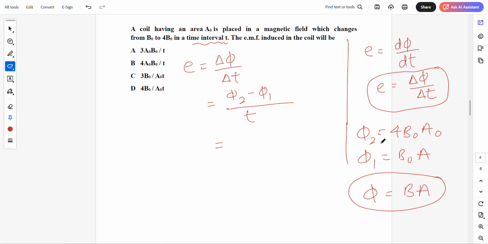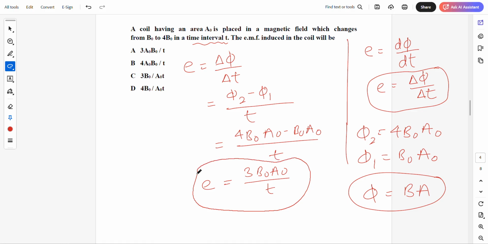Therefore E is equal to 4B0 A0 minus B0 A0 divided by t. Now 4B0 A0 minus B0 A0 will be 3B0 A0 by t, the right answer. We are taking the magnitude of the EMF induced. Understood? 3A0 B0 by t is the right answer.